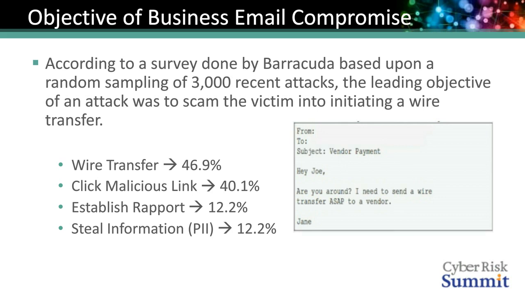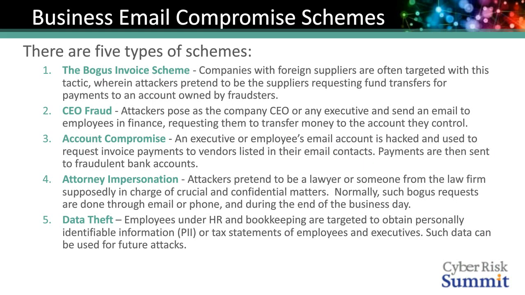There are different types of schemes involved in a business email compromise attack. Business email compromise has 100 times greater net profit. They rely upon social engineering techniques, making business email compromise hard to detect. Here are some of the most popular types of schemes involved in this type of scam. The bogus invoice scheme. Companies with foreign suppliers are often targeted with this tactic.